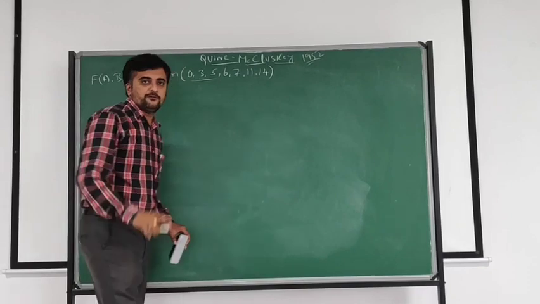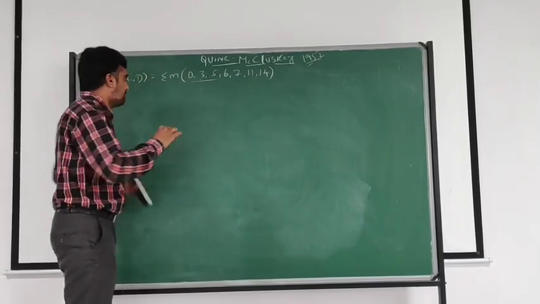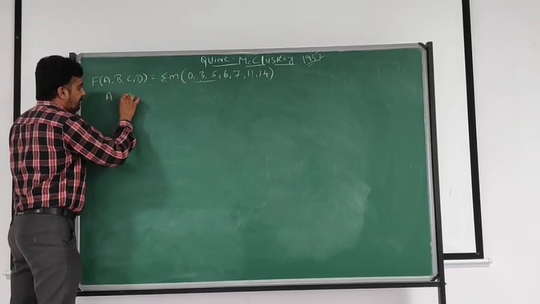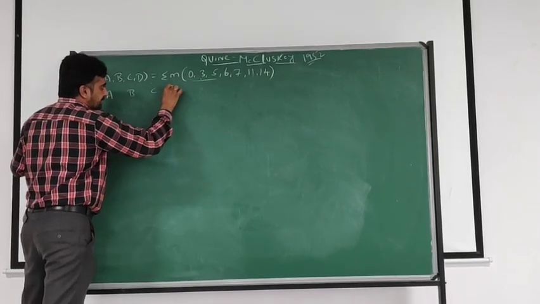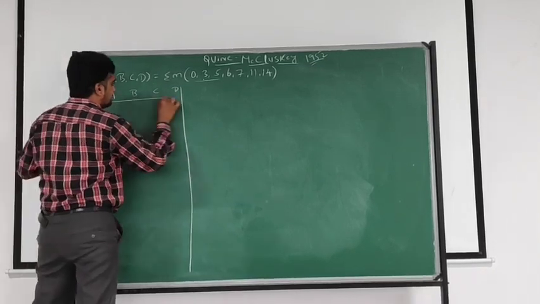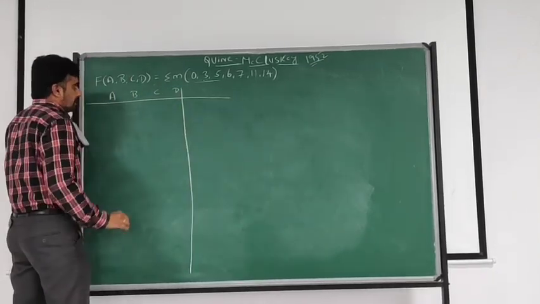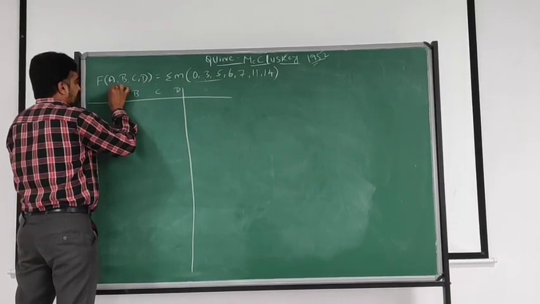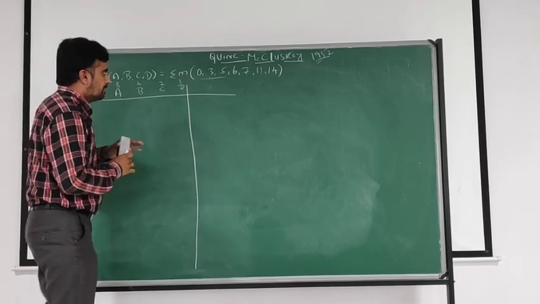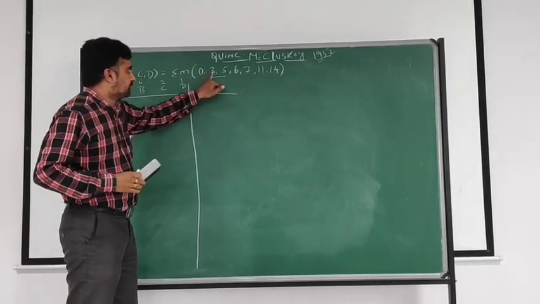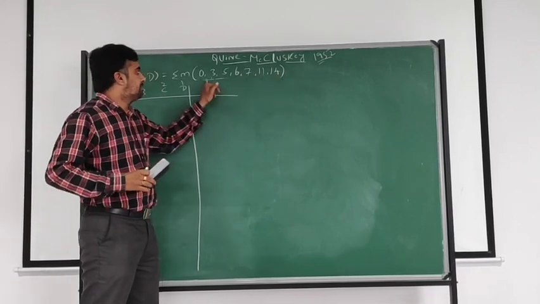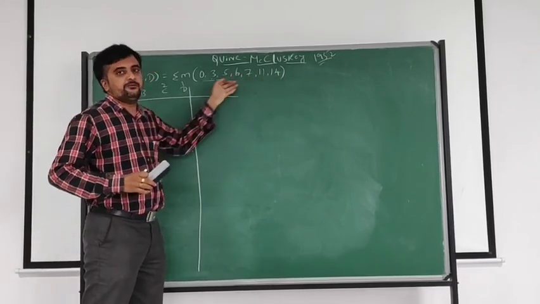Now I will show the first step to solve the problem. There are 4 variables: A, B, C, D. Clear? Next, write in the 8421 method. First see the given values: 0, 3, 5, 6, 7, 11 and 14.